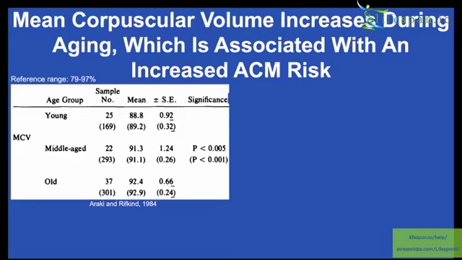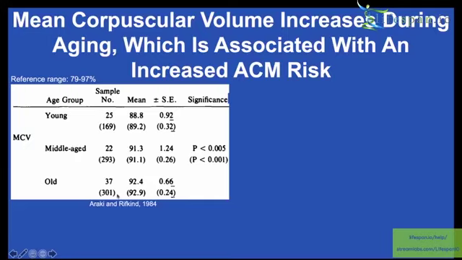But before I go there, just of note, the mean corpuscular volume is basically how swollen your red blood cells are. Are they filled with fluid, or are they smaller and have less fluid in them? So the reference range is somewhat large, 79 to 97. And this data is presented in two ways.